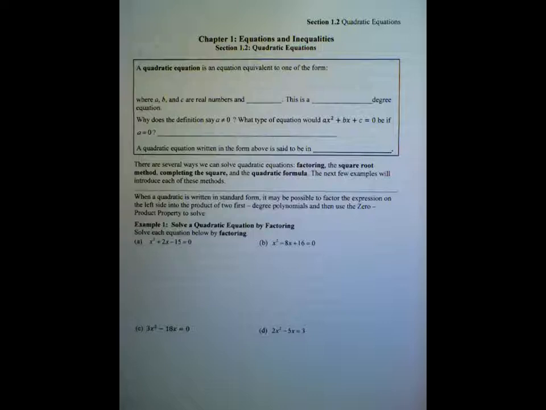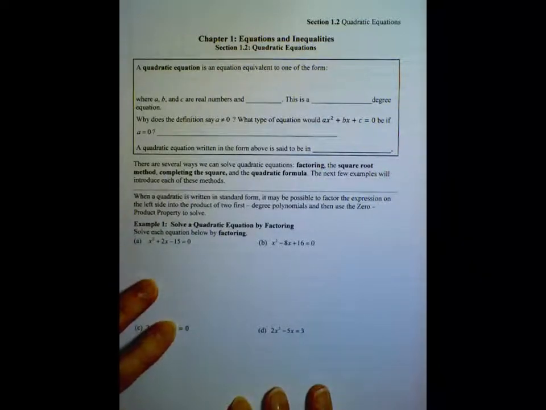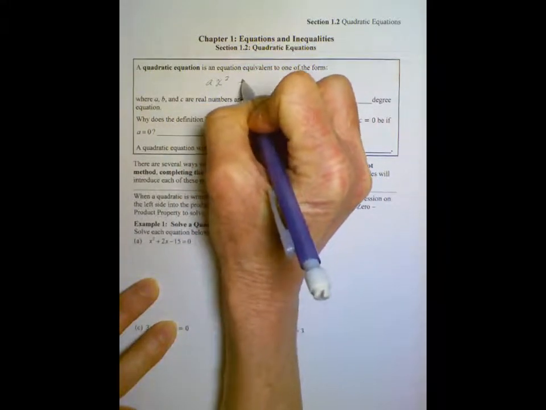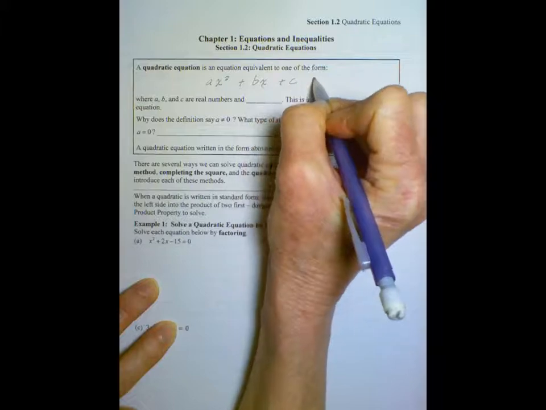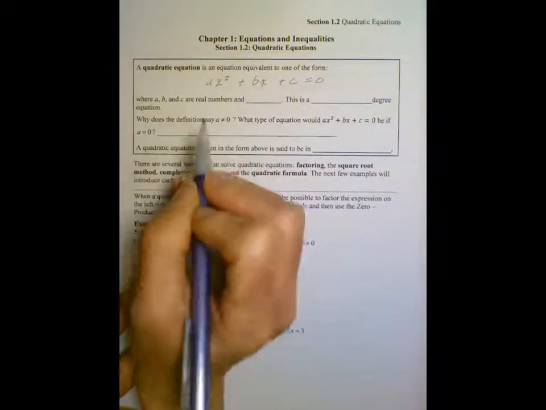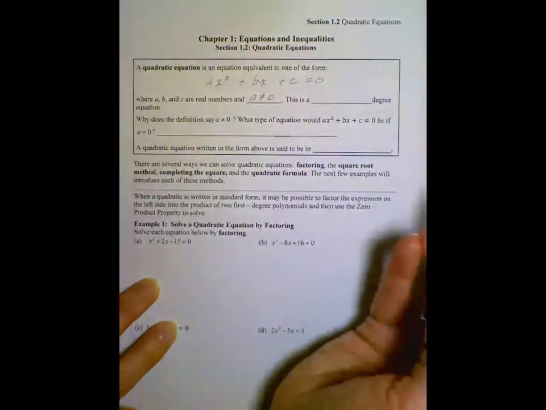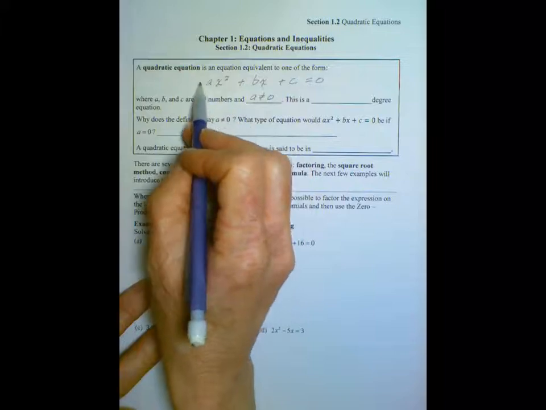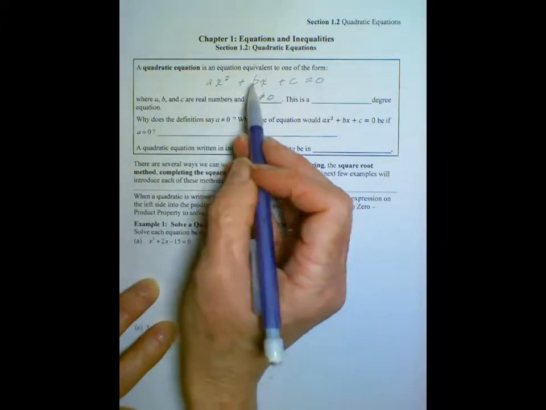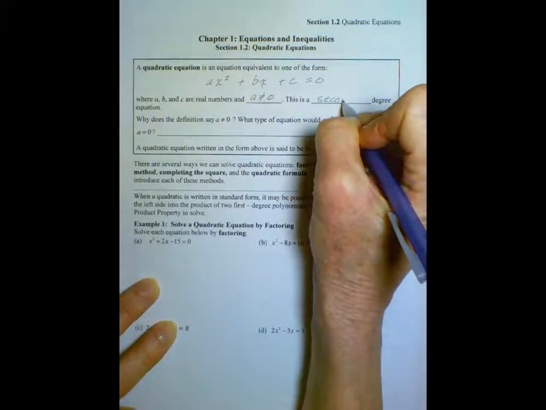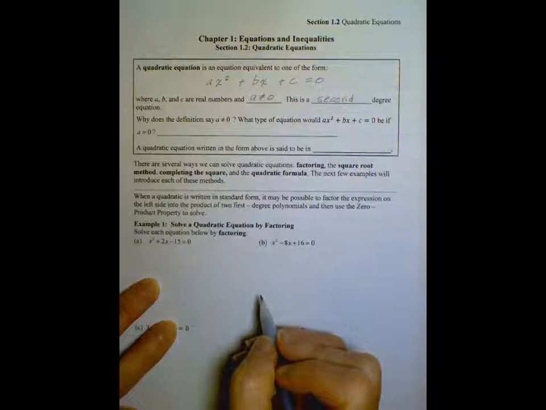Continuing Chapter 1, Equations and Inequalities, we're on Section 1.2 now on quadratic equations. A quadratic equation is an equation equivalent to one in the form ax squared plus bx plus c equals 0, where a, b, and c are real numbers and a cannot be 0. We saw that before in the linear. Again, now a can't be 0 because we lose that x squared term if it is, and we need that for a quadratic equation. This is a second degree equation because the highest power on x is 2.